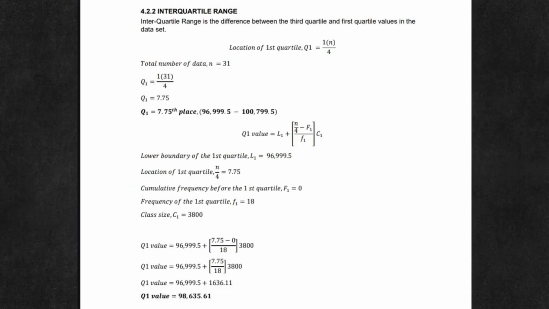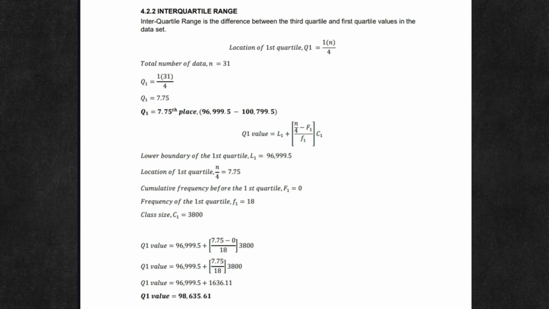For 4.2.2, the interquartile range. The interquartile range is the difference between the third quartile and first quartile values in the dataset. First, we need to find the location of the first quartile, which is equal to 1 multiplied by the total number of data, which is 31, and divided by 4. Then we will find that the location of the first quartile is at the 7.75 place.